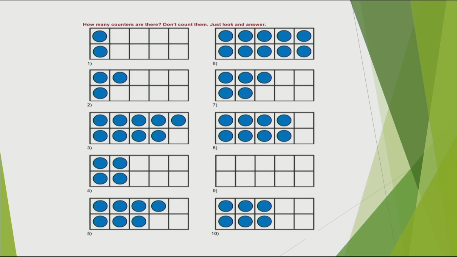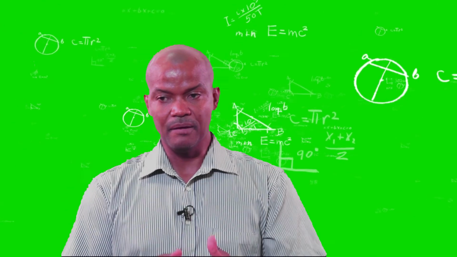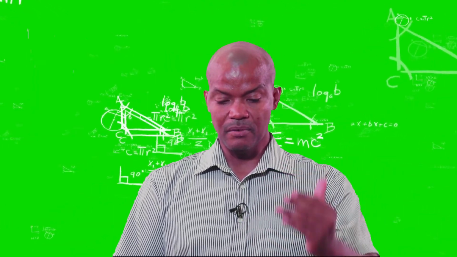10 frame number 7, 5. 10 frame number 8 has got 8. 10 frame number 9, 0. And 10 frame number 10, 6. Now, we've shown these so that you at home can start preparing those 10 frames to help your child. And this will definitely be very good for pupils of Primary 1, Primary 2, Primary 3, so that it will help them to learn counting from numbers 1 to 10.